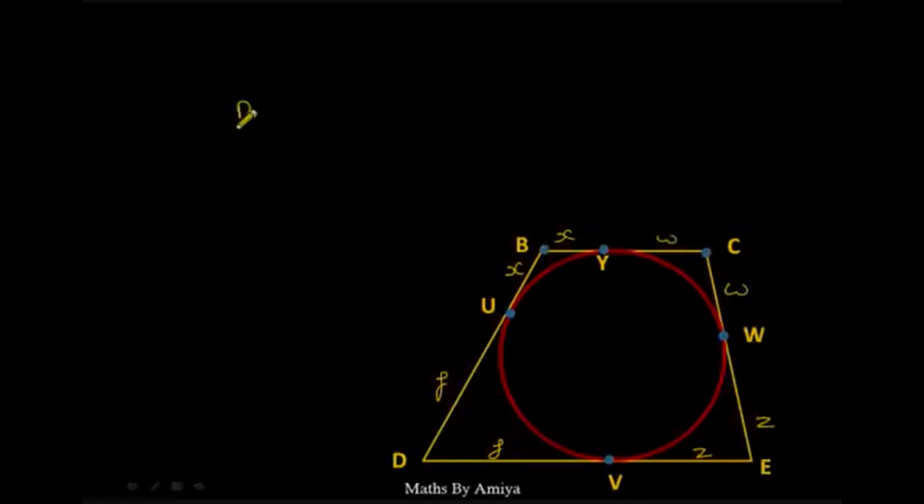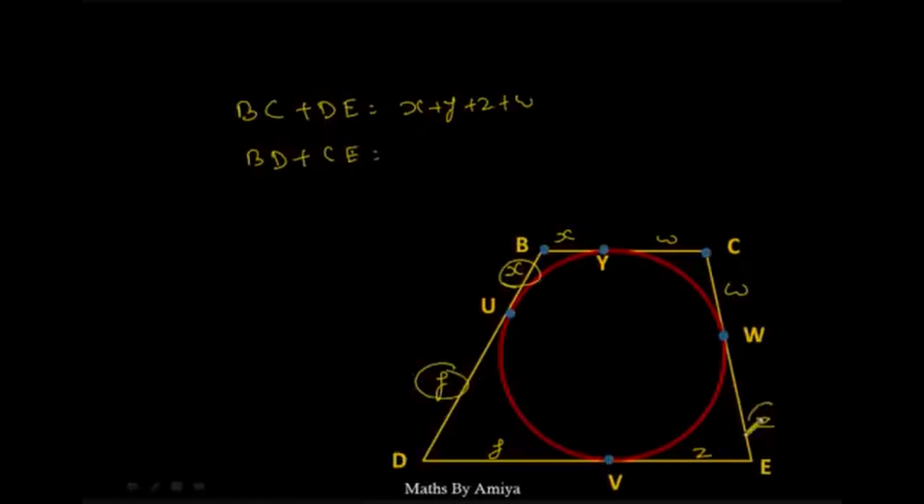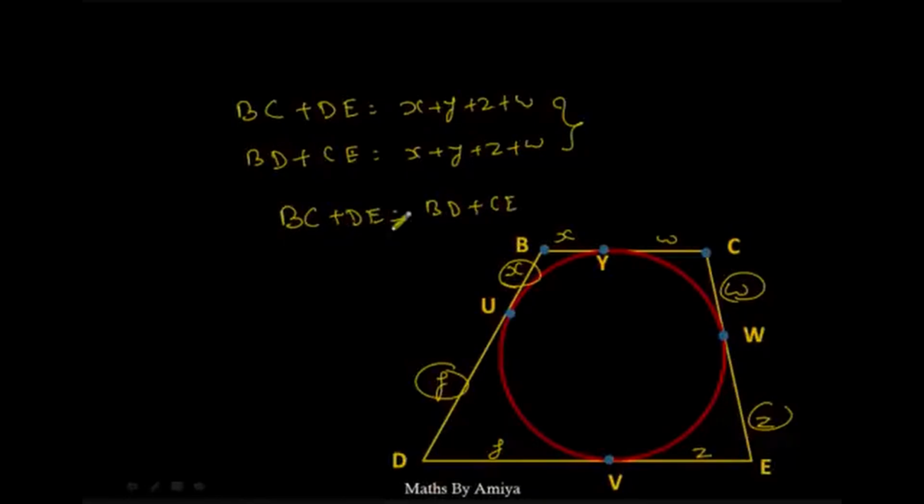If we add the opposite sides BC plus DE, we get x, y, z and w. If we add the other opposite sides, BD plus CE, we again get x, y, z and w. By seeing these two, we can say they are the same. So BC plus DE is equal to BD plus CE. If there is an incircle inside a quadrilateral, then the sum of opposite sides is always the same. So this is our third concept.